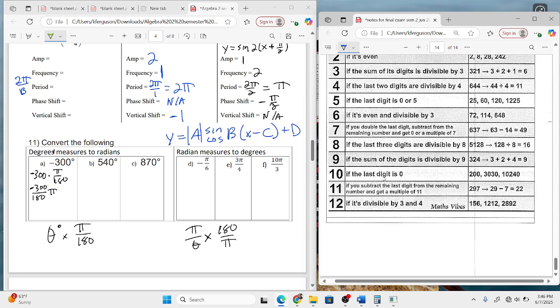So if the last digit is 0, I can divide by 10. So I'm going to divide by 10, and dividing by 10 gets rid of those two zeros. So now I've got negative 30 over 18.